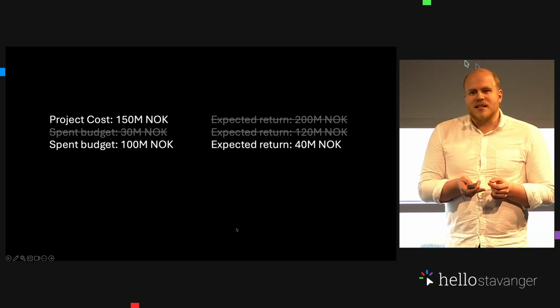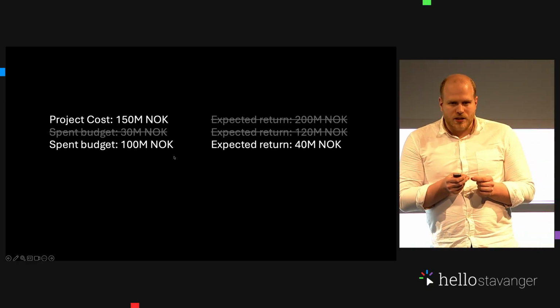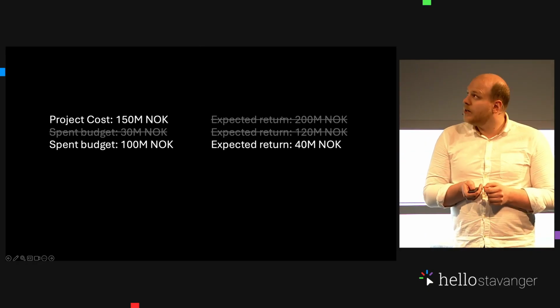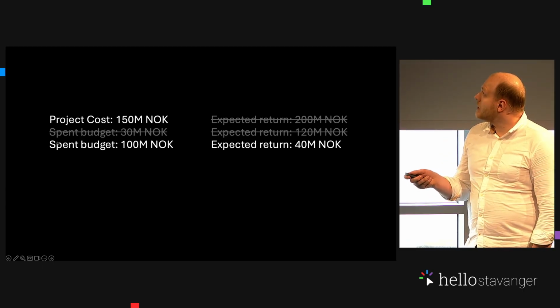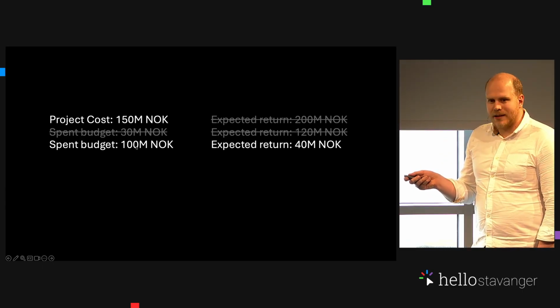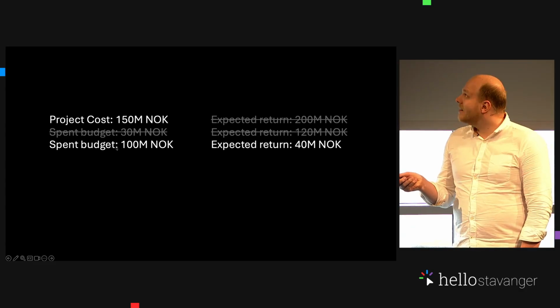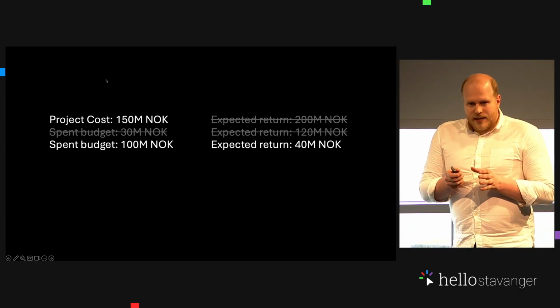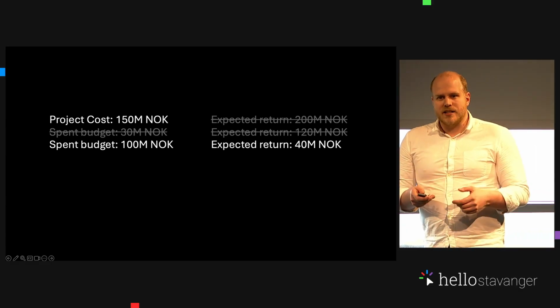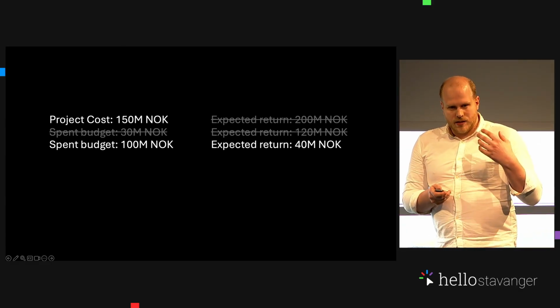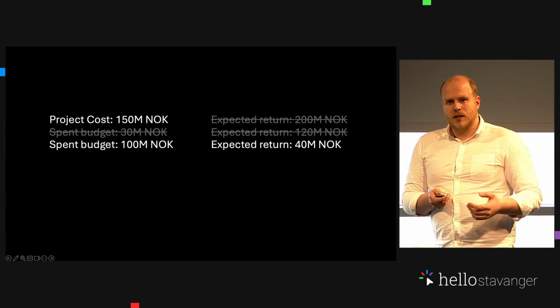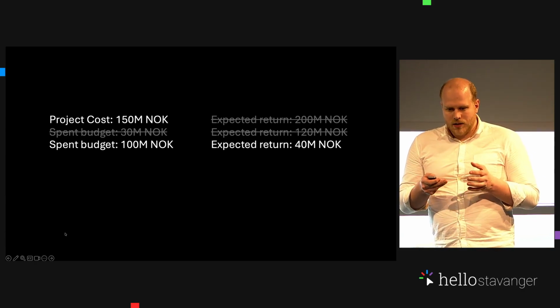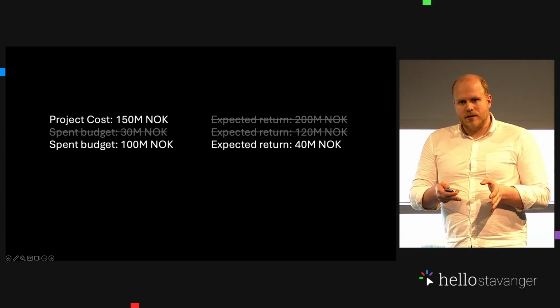Where the fallacy comes in here is that we as humans tend to ascribe a lot more value to what has already been spent. That 100 million means a lot more to us, potentially, than the remaining 50. And that tends to affect how we make decisions. It means that we stick with things a lot longer than we should. It means that decisions that should have been made are not made.